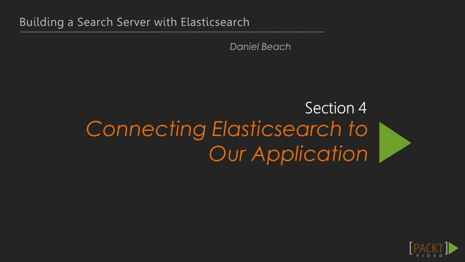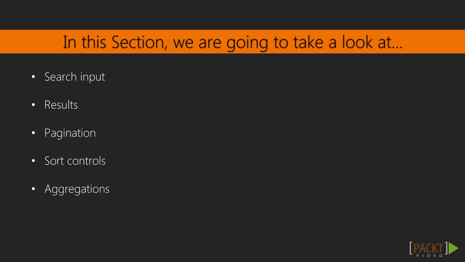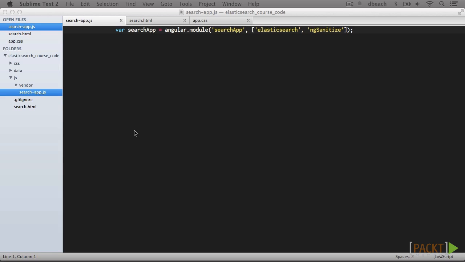Up to this point, we have looked in depth at Elasticsearch and what it is capable of. Now it is time to zoom out and start building our search application. In this section, we flesh out the basic functionality of our application, adding search inputs, results, pagination, sort controls, and aggregations. To begin, we have a general project structure.